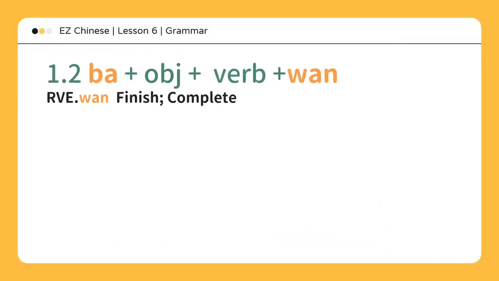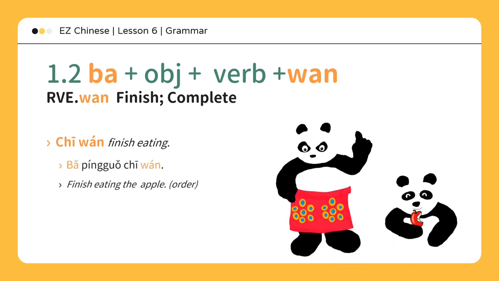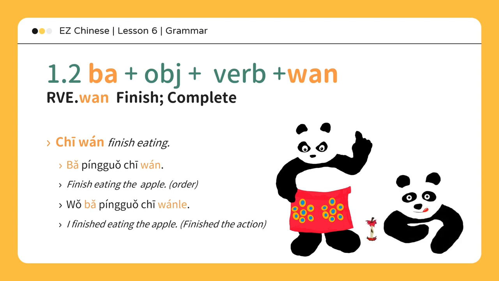Result verb ending 完, finish, complete. For example, 吃完, finished eating. 喝完, finished drinking. 把苹果吃完。Finish eating the apple. 我把苹果吃完了。I finished eating the apple.